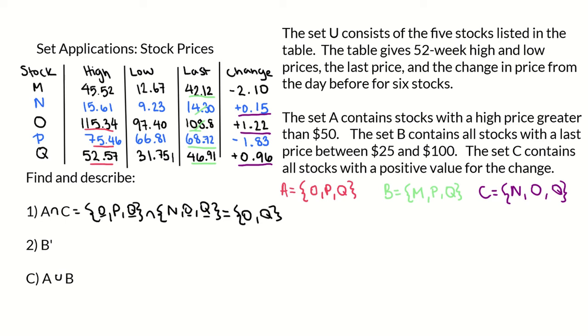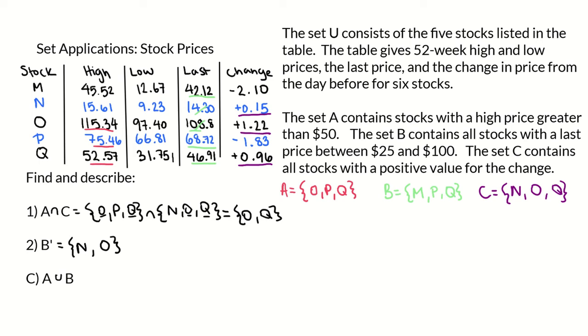Okay, now B prime would be the stocks that are in the universal set U but that are not in B, because prime means the complement. So that would be N is not in B and O is not in B, but M, P, and Q are in B, so we don't include those. So B prime is the stocks N and O.